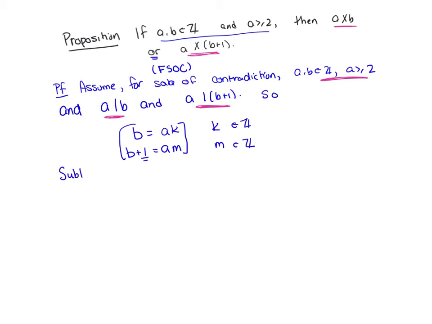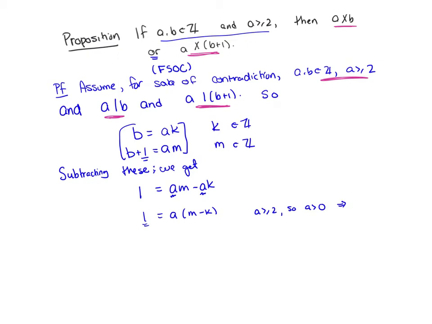So subtracting these, what do we get? We get 1 equals AM minus AK. I'm subtracting the second one from the first one. Now I see that here I have a factor of A. So 1 is equal to A times M minus K. A is greater than or equal to 2, so A is positive. And 1 is positive, so M minus K is positive.